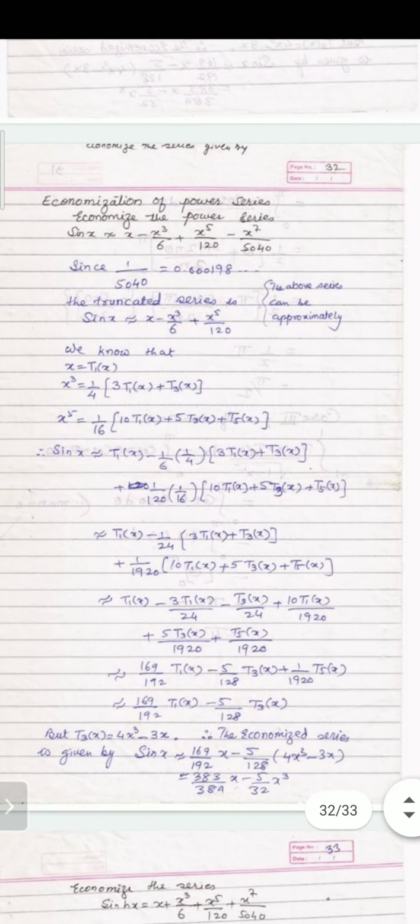So here this is the last article. Any difficulty?